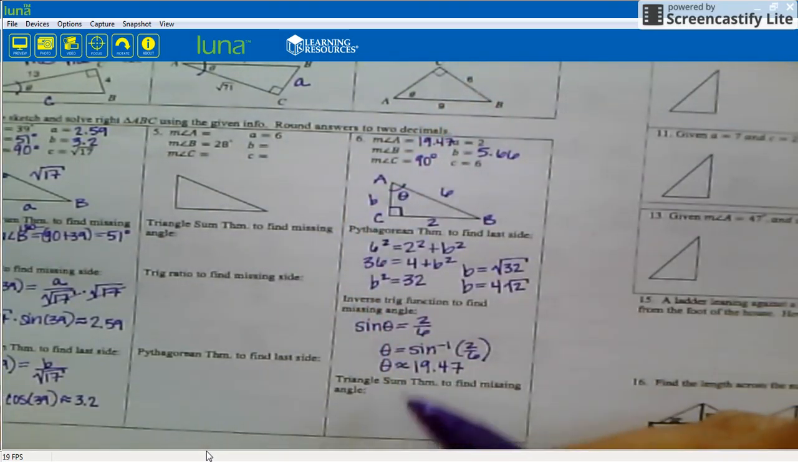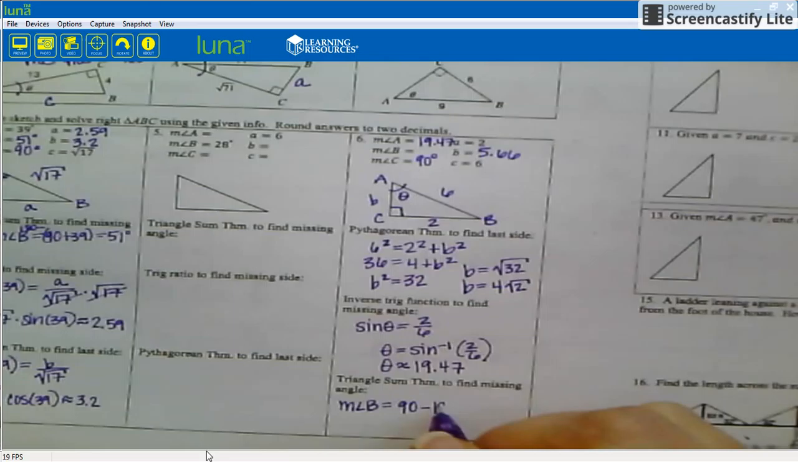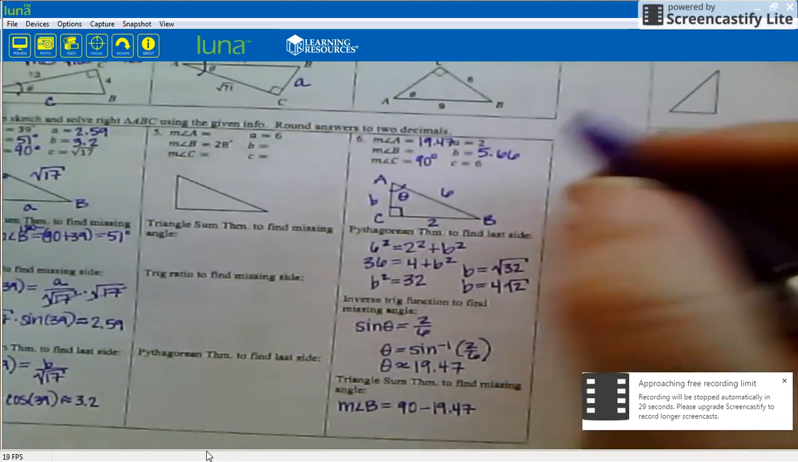And then from here, by the triangle sum theorem, the measure of angle B is 90 minus 19.47. So this is going to give me 70.53.